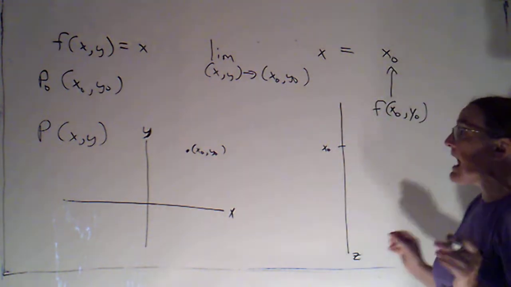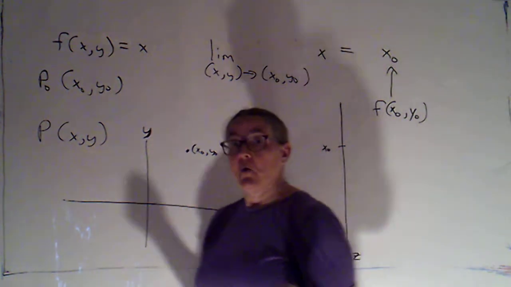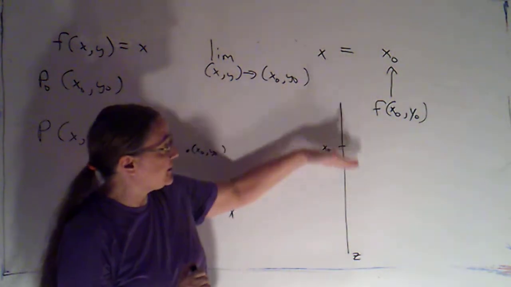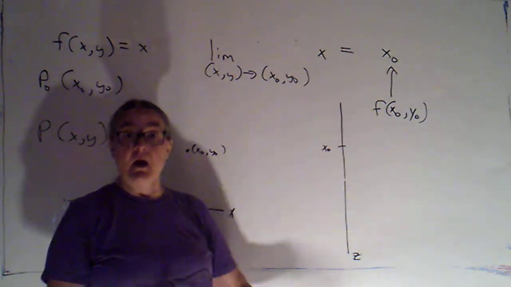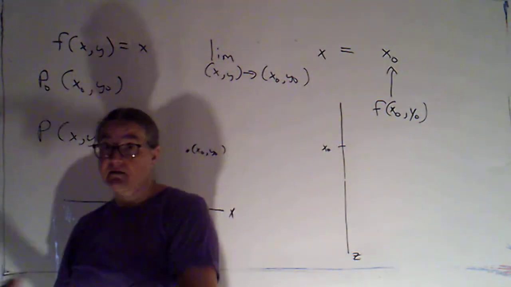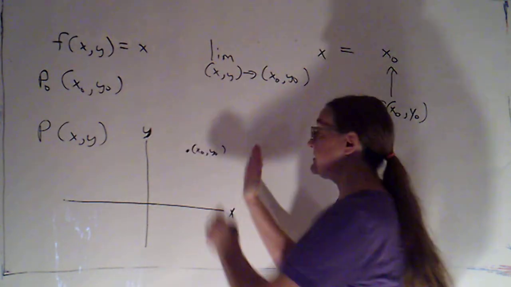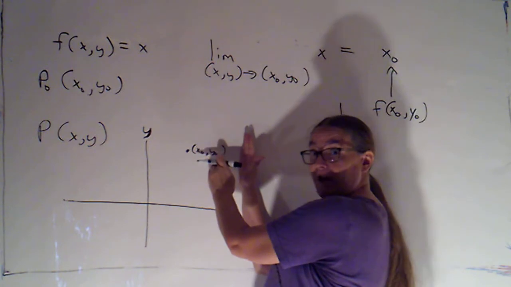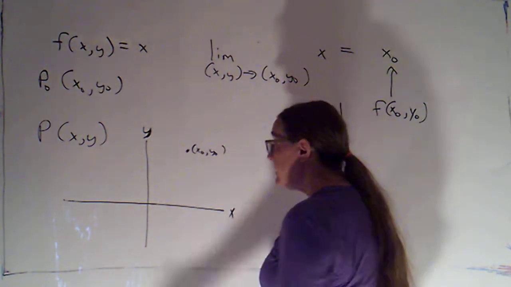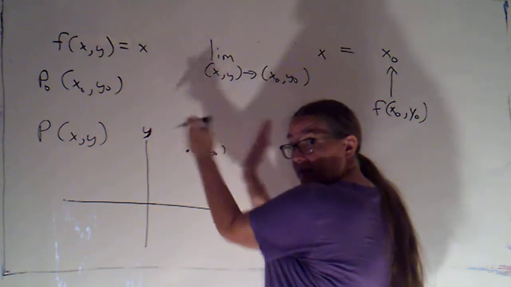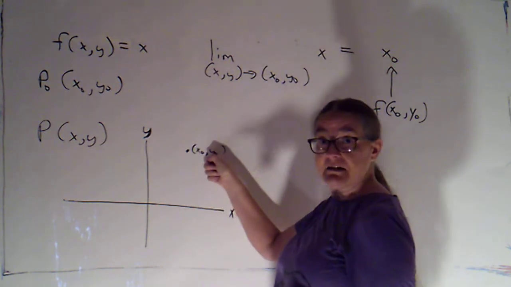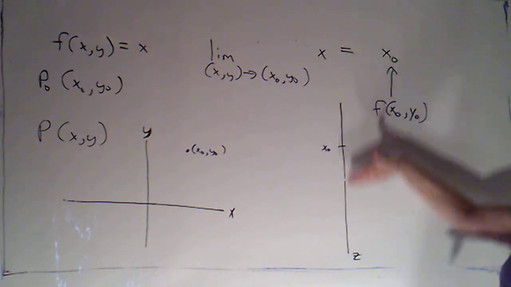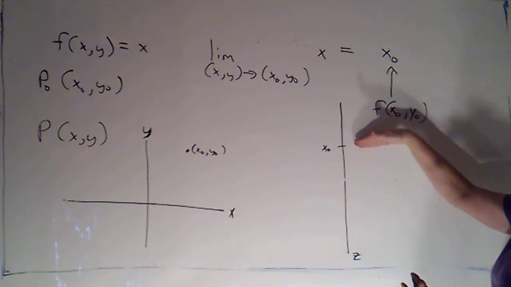Okay. Now, our formal definition of limit was that for any epsilon, which establishes a standard for how close we want to get to x naught, we can find ourselves a delta, which is going to be a standard of closeness for how close we want to get to this point here, x naught, y naught. Okay. So that if we control our point and we make it sufficiently close to P naught, then our z value will be within epsilon of x naught.